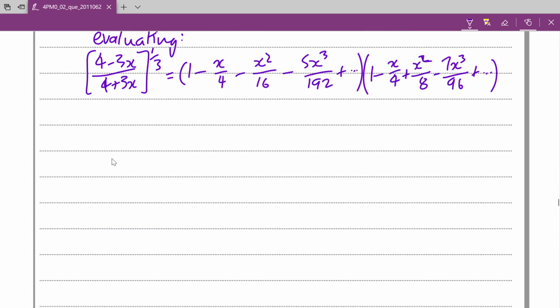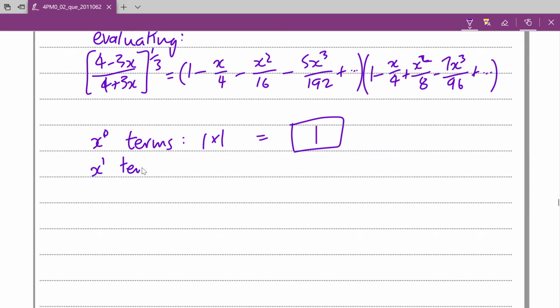Okay, so firstly, multiplying them together, we have the x to 0 terms. I suggest it would be best for you to organize your working like this, because when you get to higher and higher term numbers, it would be more and more ridiculous. So x to the 0 terms is going to be 1 times 1, which is equal to 1.